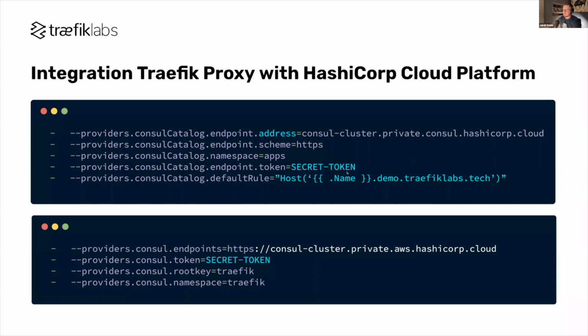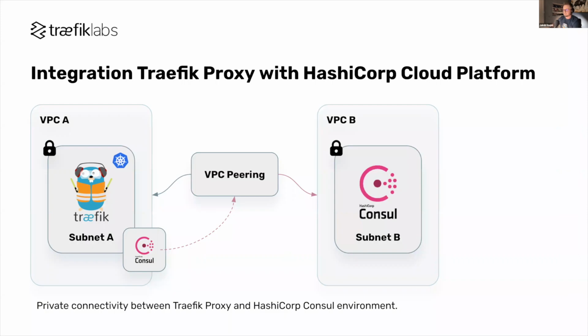We also have to use a token here and a default rule, because once a new service appears in Consul catalog, Traefik will dynamically create a router based on that rule. So here will be the name of your service, and it will be dynamically created. For the key value data store, it's a little simpler. We just use a token, and again, we need to have the endpoint added and the namespace.